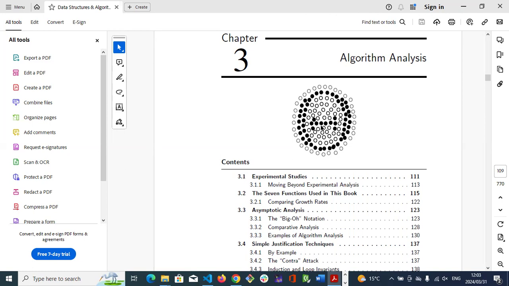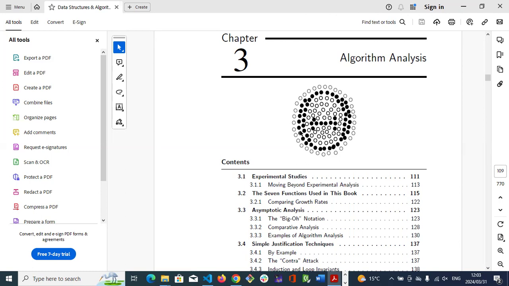Hi everyone. Today we're going to do chapter 3, algorithm analysis. I think it's going to be too much work, so I'm not sure we can finish today. Maybe we can do part now and then during the week we'll do the second part. There's too much explanation, but we'll see how it goes.